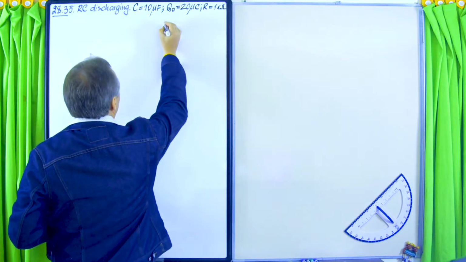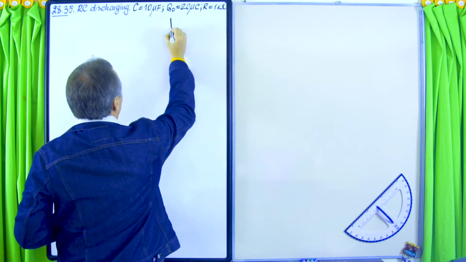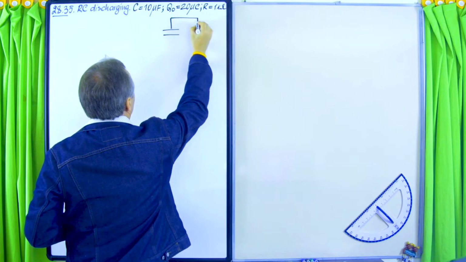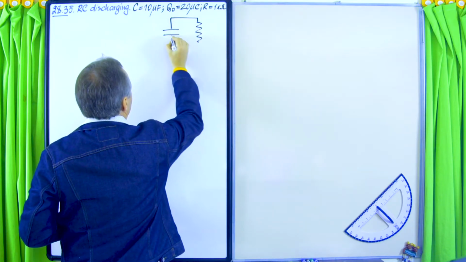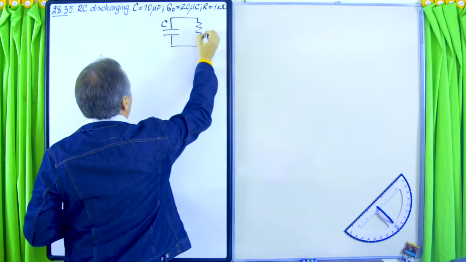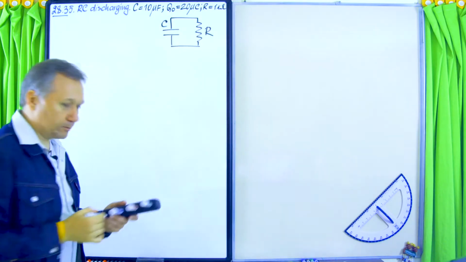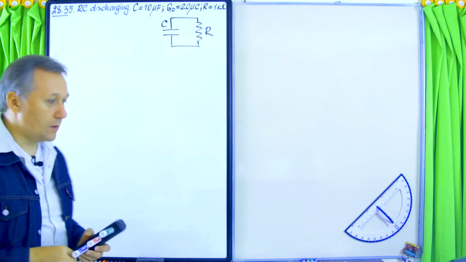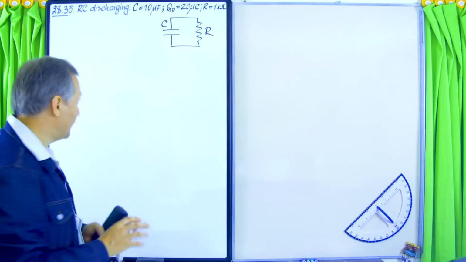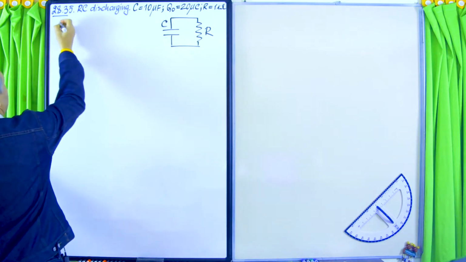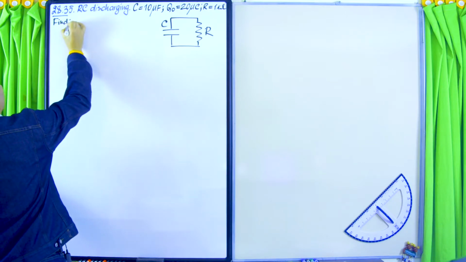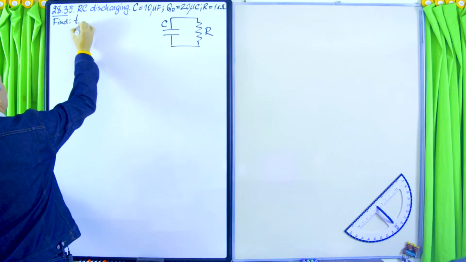Let me quickly draw the circuit. This is our capacitor, and then the resistor. So that's our circuit, C and R. And what needs to be found? Let me write. We need to find some moment of time, let me label it as T1.